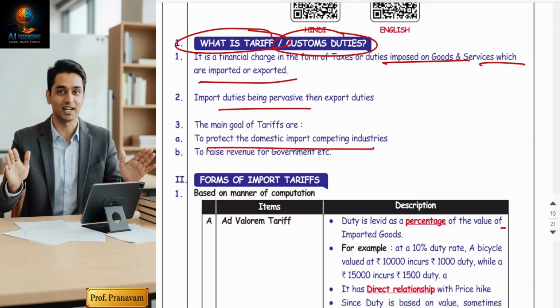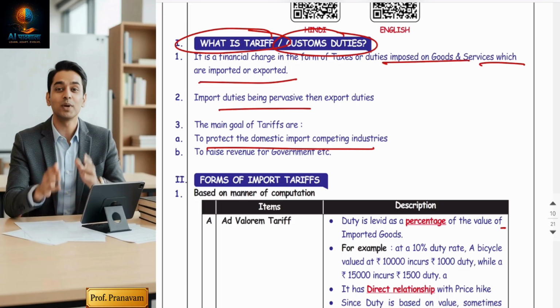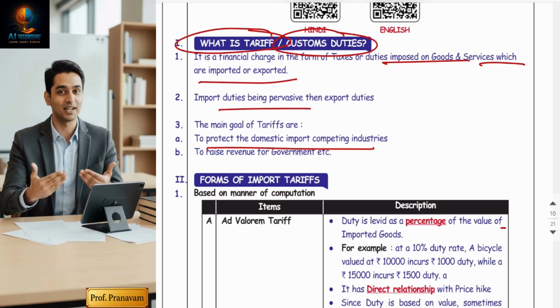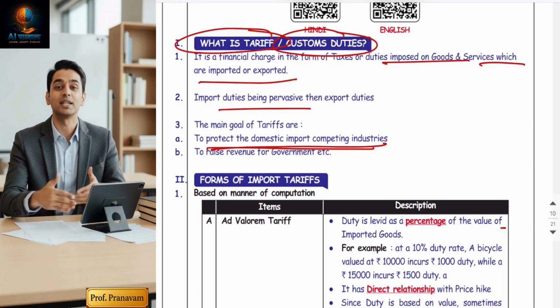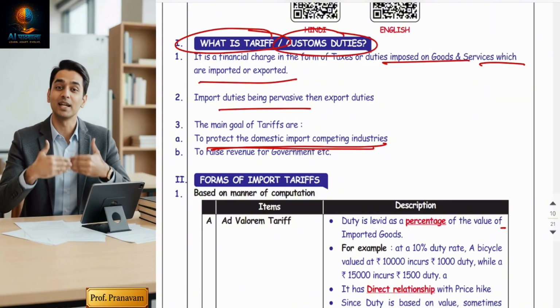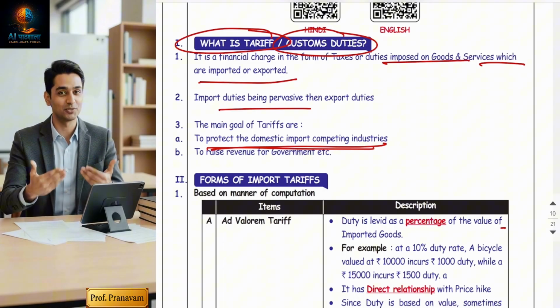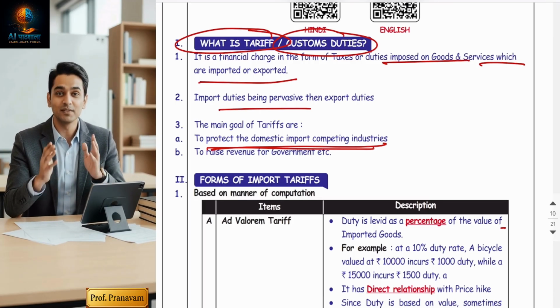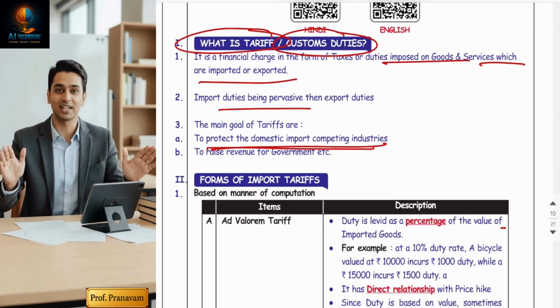So the natural question is, why does government impose tariff at all? Guys, there are two main objectives. The first objective is to protect domestic industries. Foreign goods often enter a country at very low prices. Here, a country means you should understand this whole chapter from India's point of view. Foreign products from very well developed countries are sent to India at very low prices and with better quality, low price as well as better quality.